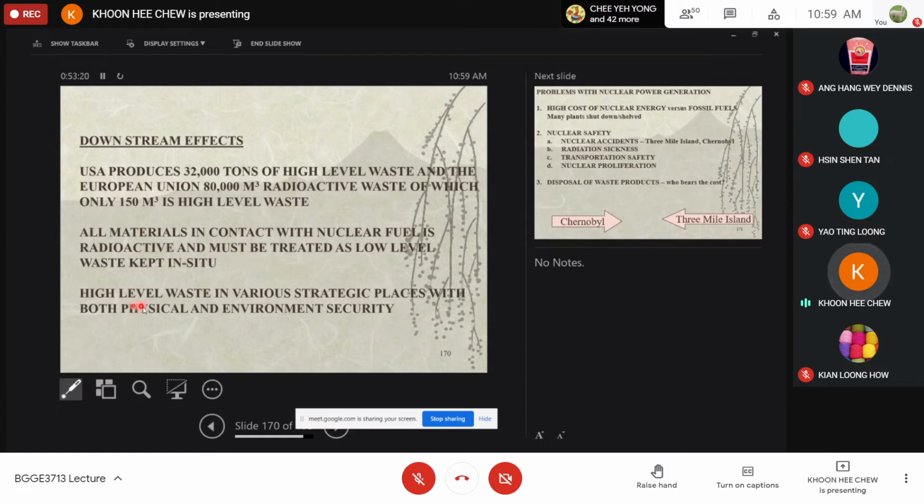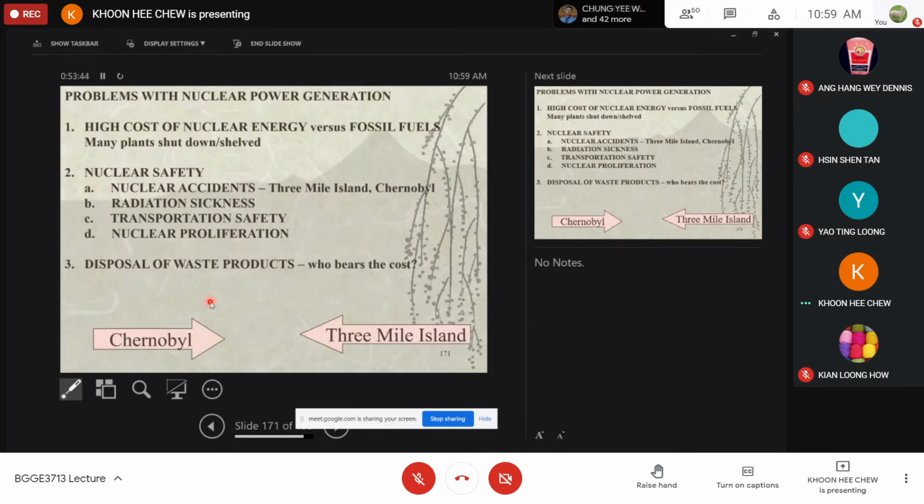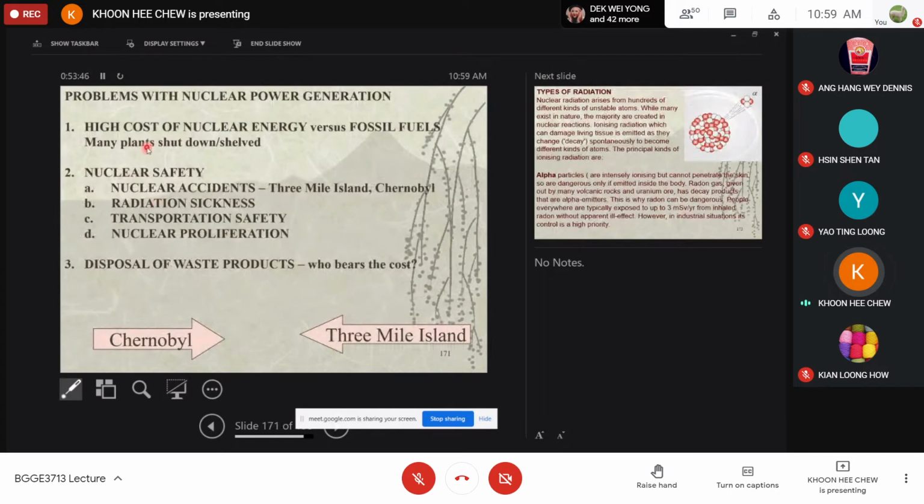High level waste is kept in various strategic locations with very strong physical and environmental security. Physical security is mainly because you worry that it will go into the hands of terrorists, and the environmental security is because of worry about the leakage of the radioactive waste. Okay. Now let's look at what are the problems with nuclear reactor power generation.